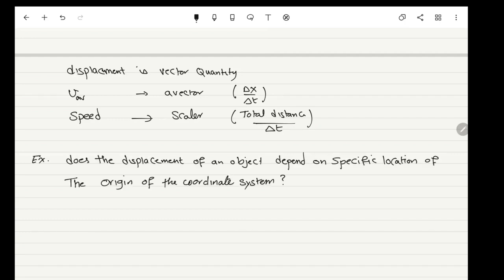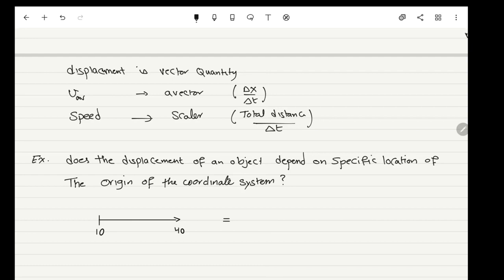Let's have an example here. Does the displacement of an object depend on the specific location of the origin of the coordinate system? To answer this, the displacement is the difference between two coordinates. So it doesn't depend on the origin of the coordinate system. By taking this example, for instance, an object is moving between position 10 to 40 in one dimension.